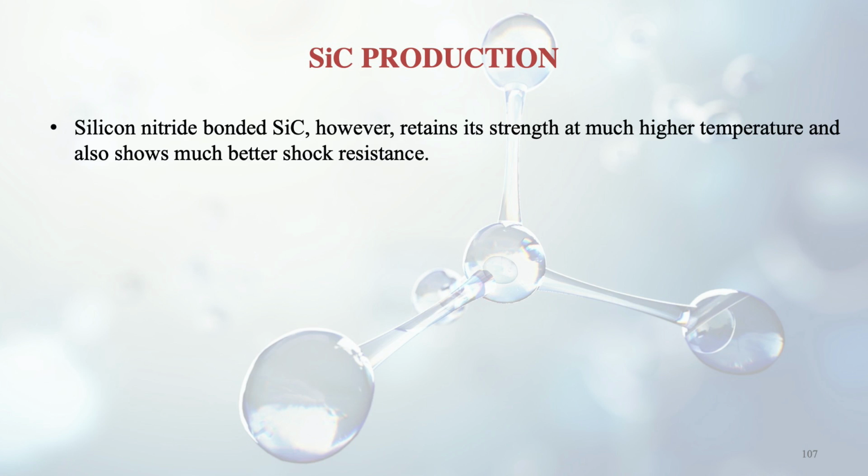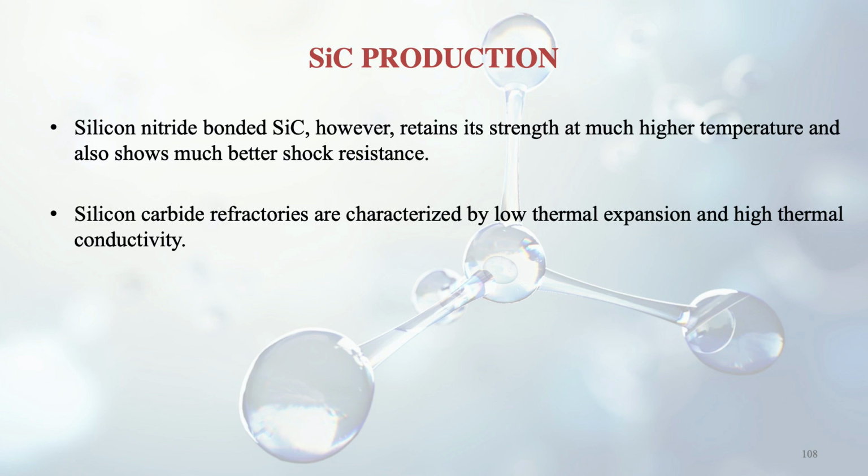So there is a difference now. If you are using only SiC, then it cannot be used above 1500 degrees centigrade. But as soon as we add silicon nitride, what will happen? It will retain its strength at much higher temperature and will also show much better shock resistance. So just add silicon nitride to silicon carbide, and you will have much better performance at high temperature.